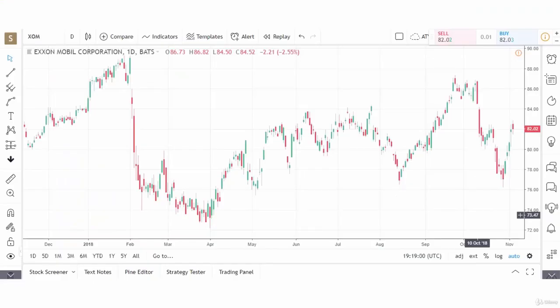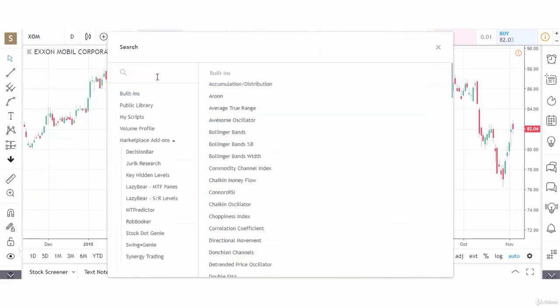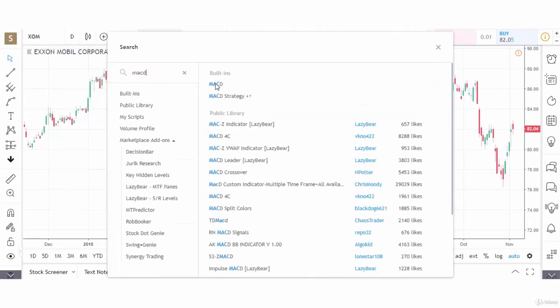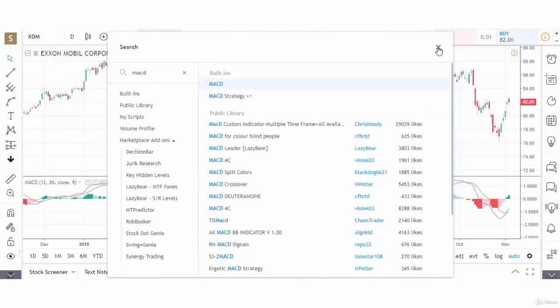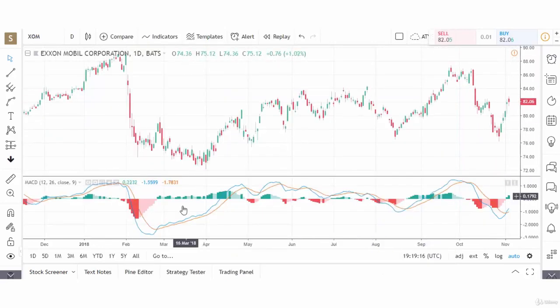Let's use a chart of ExxonMobil, XOM, on a daily basis to look at the MACD. So we're going to click on Indicators, type in MACD, click the MACD, close this box, and then we have the MACD at the bottom of the screen. The center line is the zero line for the MACD, the blue line is the MACD line, and the red line is our 9-period EMA. Let's start at the beginning of the chart.